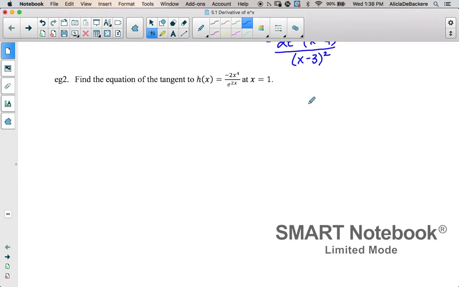All right, for example 2, we're asked to find the equation of the tangent to h at a given x value of 1. So to find the equation of the tangent, we know that we need to find the point and the slope. So I'm going to start by finding the point. And so I'm going to plug the given x value into the original function.